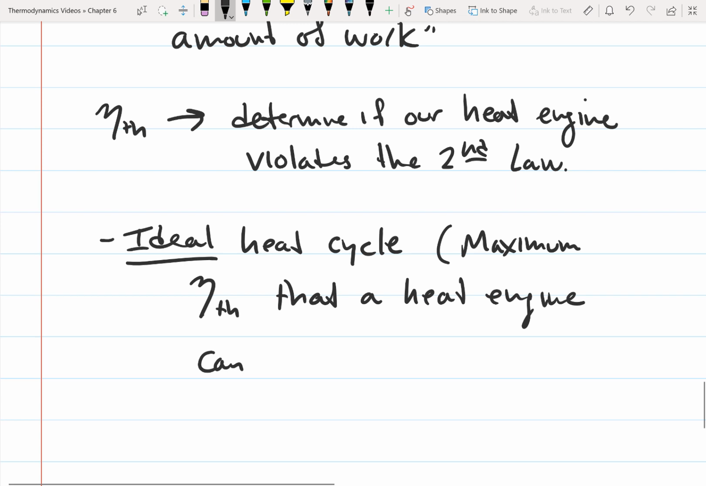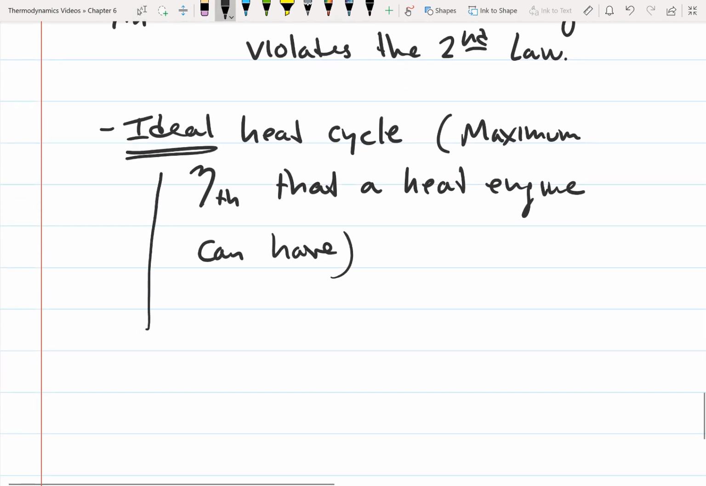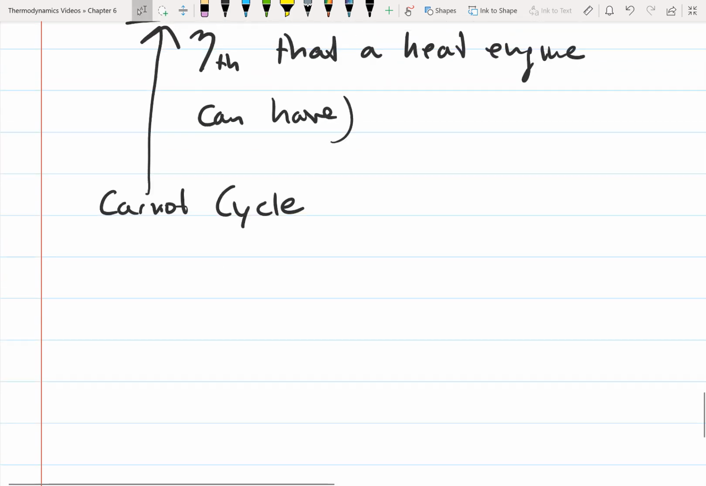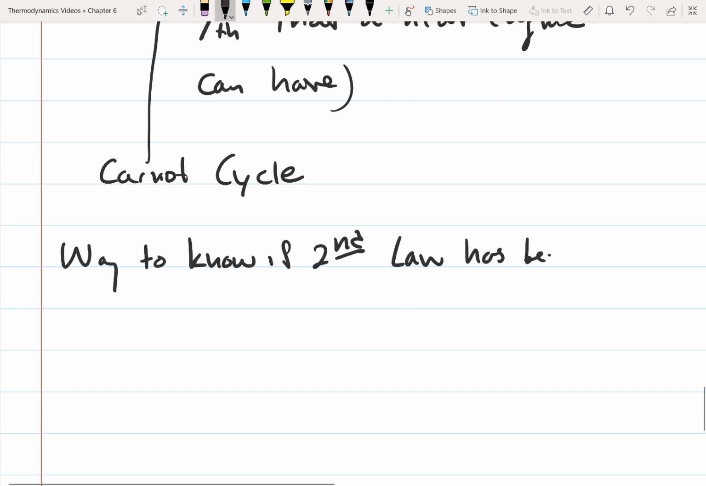So we want to consider the ideal heat cycle. This is the maximum efficiency that a heat engine can have. And it turns out that this ideal heat engine cycle is what's known as the Carnot cycle. We're going to analyze the Carnot cycle in a future video. But the way to know if the second law has been violated involves a few steps.